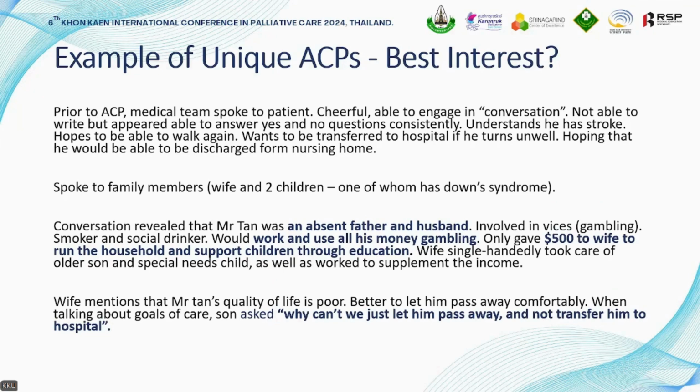So he used to gamble, he used to be involved in alcohol, and he didn't take care of his family members. So he suffered a stroke and he went to a nursing home, and the family members wanted to do an ACP. And the family members said, why can't we just let him die? Just don't send him to hospital, right? And these are some of the struggles that our patients have when they come to the nursing home because of the social issues that they have.